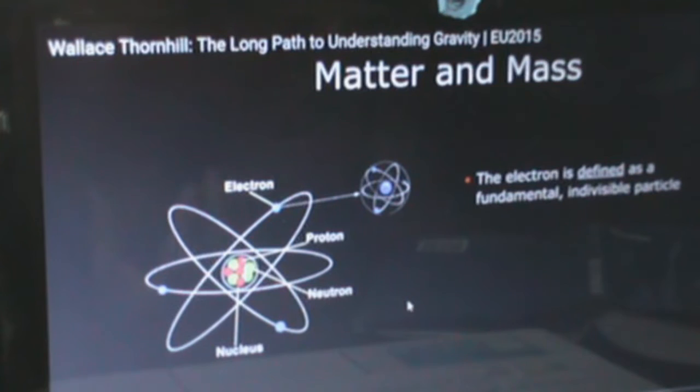Either atomic physics needs to change their definitions and be honest and go, oh, an atom is not the smallest fundamental particle that's indivisible in the universe, because we are saying we've cut it open, we've divided it. So you've got to change your definition. Otherwise, everything you use in that language is going to be fundamentally inaccurate. So here he's saying an electron is defined as a fundamental indivisible particle.